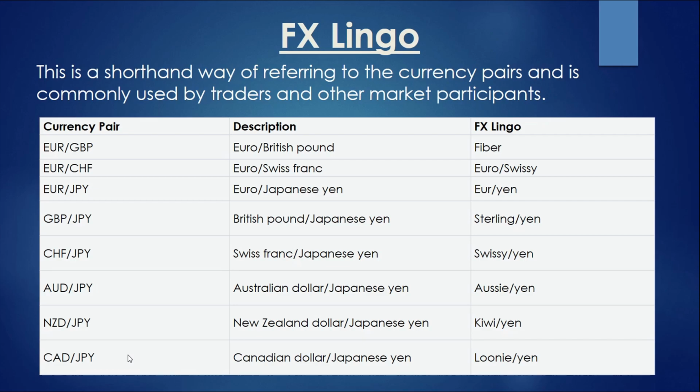So what you should know here is, it's just simple. If you want to grab everything that is in here, you just know that Euro GBP is called the fiber, and the Swiss franc is called the Swissy. So anything with Euro Swiss franc is called the Swissy. Euro yen is called the yen, and GBP is called the sterling, and Swiss yen, Aussie yen, Kiwi yen, Loonie yen, right? So these are the things that you should know as a Forex trader.